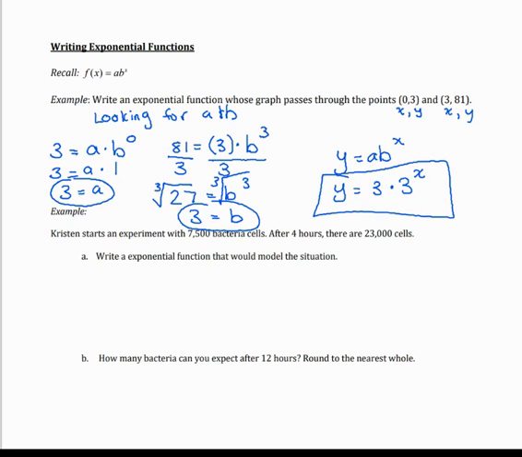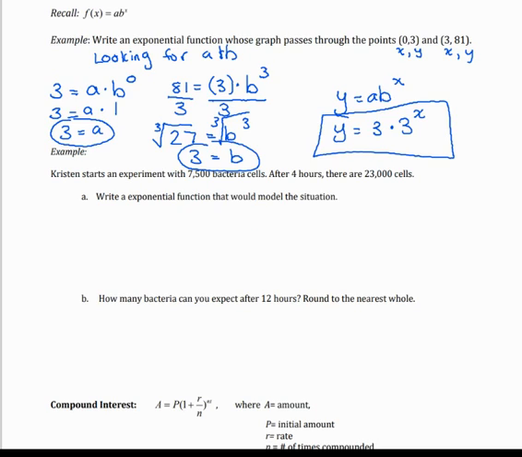Okay? Let's try to do the same thing given a word problem. So I'm going to start this off for you and see if you can finish it. This question is really identical to what we just did above. I know it doesn't look like it, but it is. So it says Kristen starts an experiment with 7,500 bacteria cells, and after 4 hours, there's 23,000 cells.